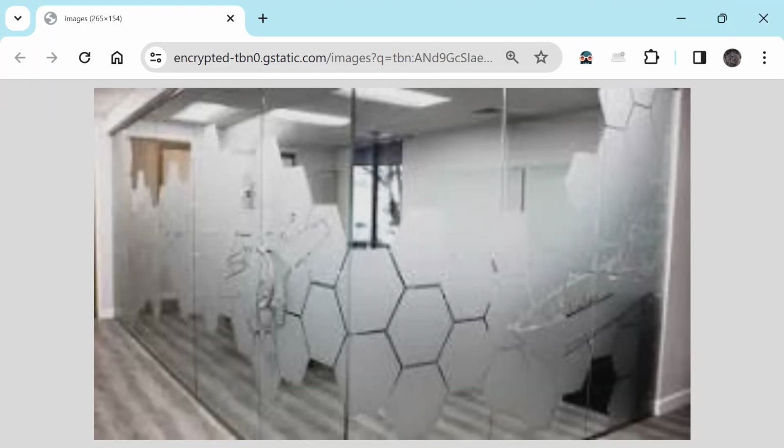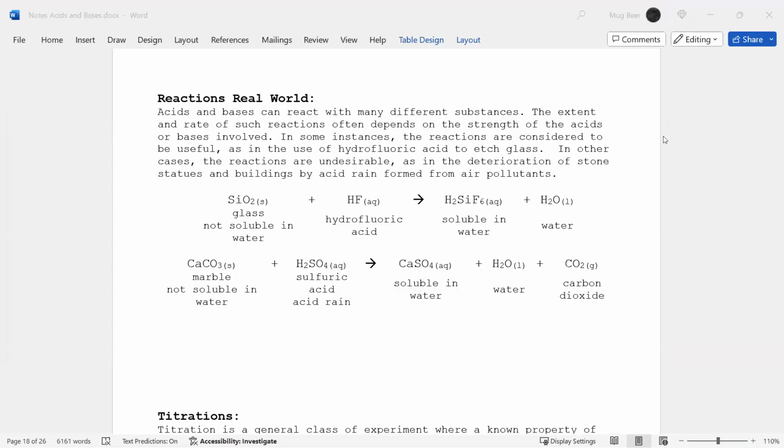All right. And then the other one here, I've got marble and sulfuric acid from acid rain. It turns into calcium sulfate, which is soluble, and then water and CO2. So if you've got a marble statue and it's being exposed to the atmosphere, it will dissolve.